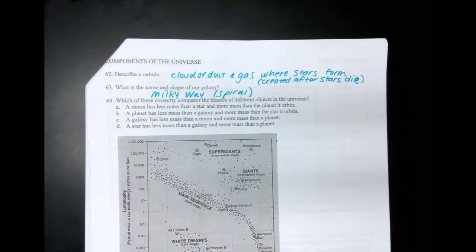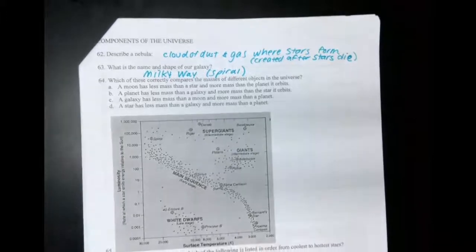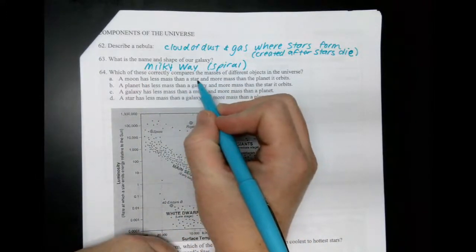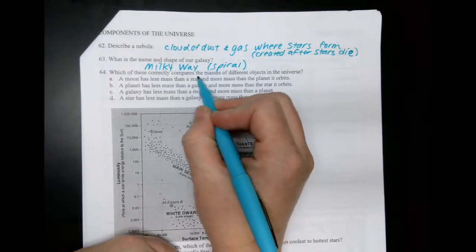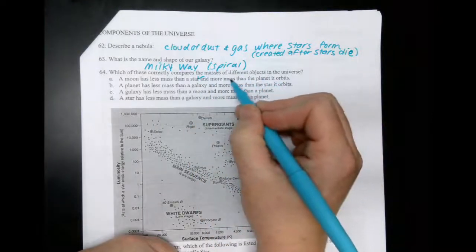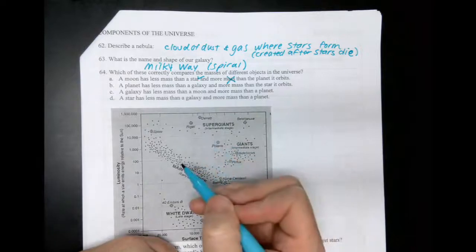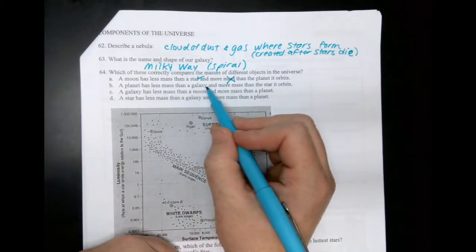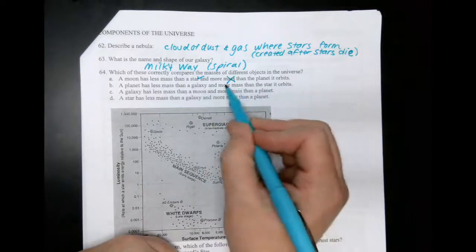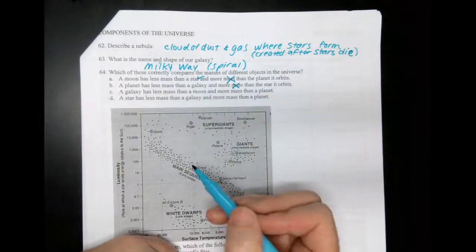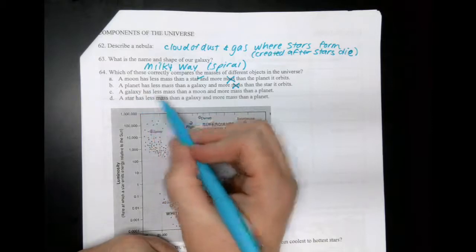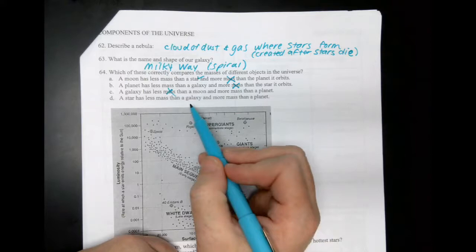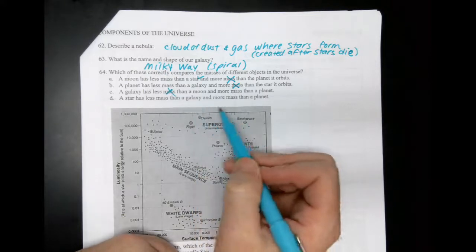Which of these correctly compares the masses of different objects in the universe? So a moon has less mass than a star, yes, and more mass than a planet. No, the moon is not larger than the Earth. A moon has less mass than a galaxy, yes, and more mass than the star. No, moon is not more massive than the sun. A galaxy has less mass than a moon? Nope. A star has less mass than a galaxy, yes, and more mass than a planet.